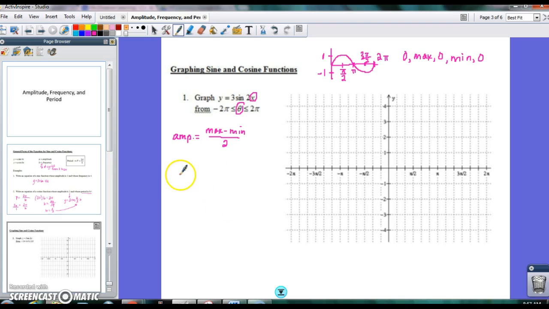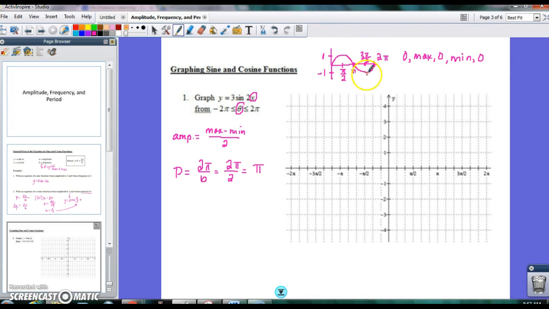Okay, let's talk about the period. The period here, remember, is 2 pi over your frequency, b. So 2 pi over 2, because 2 is my frequency. So my period is pi. And what that means is I'm going to complete an entire cycle of my sine curve between 0 and pi radians. So go back to the original sine curve.